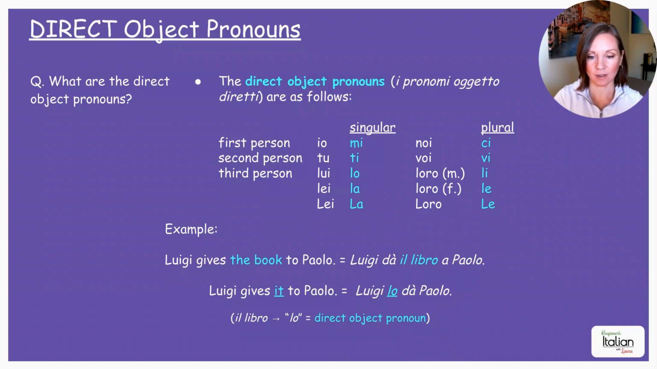Okay. You'll get a little bit more familiar with this as we go forward, but I just want to explain what a direct object pronoun is, and then we're going to go over what an indirect object pronoun is, and then we're going to talk about the differences, and then we'll talk about how to use them together in a sentence, okay?